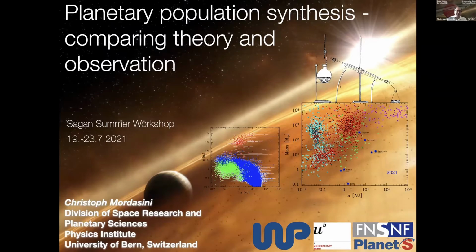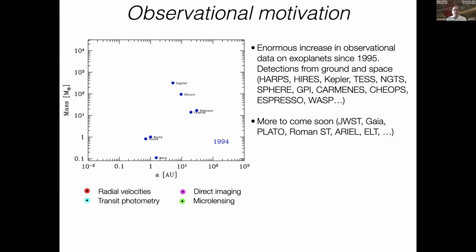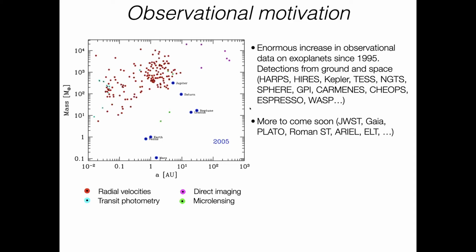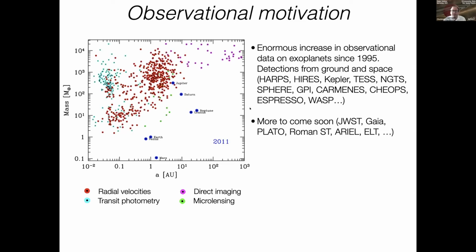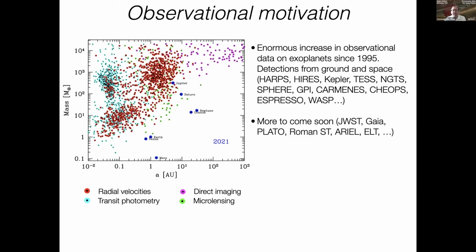Welcome everybody to this talk on planetary population synthesis, comparing theory and observation. The motivation for planetary population synthesis is clearly an observational one. It is, of course, this enormous increase in observational data on exoplanets since 1995. And here you have a diagram that you have seen already many times. This is, of course, the mass distance diagram. Here we have 51 Peg b. And since then, there was an enormous increase of knowledge, both from the ground and also from space-based missions. And more is, of course, to come soon, and we will hear more about that later this week.